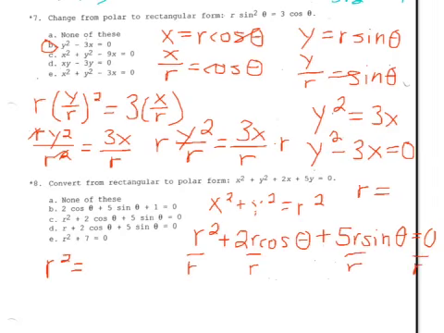So our final answer is r plus 2 cosine theta plus 5 sine theta equals 0. So we have choice D.